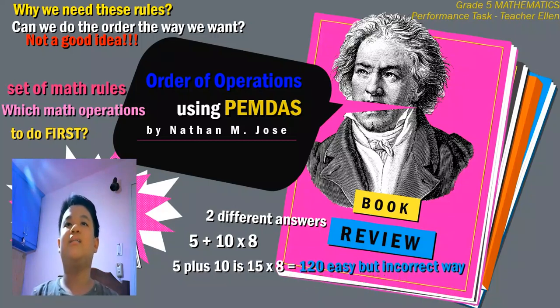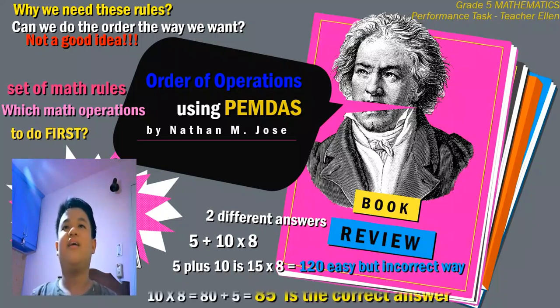Now if we want the right answer, then we should prefer multiplication, and we're going to do that first. That is 10 times 8 equals 80. Then add 5 will give us 85 as our final answer.